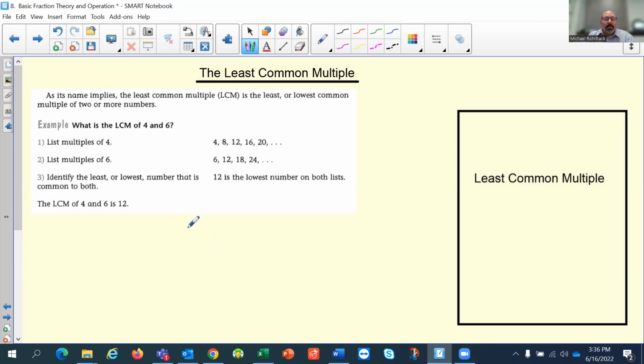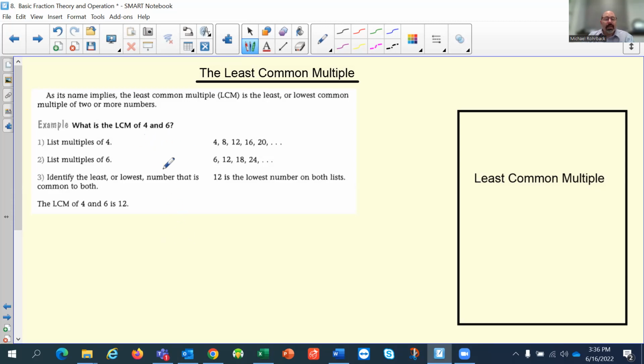So the least common multiple is used because when we make equivalent fractions, we want to make them as small and as simple as possible. So we're going to look for the smallest number that two numbers have in common.